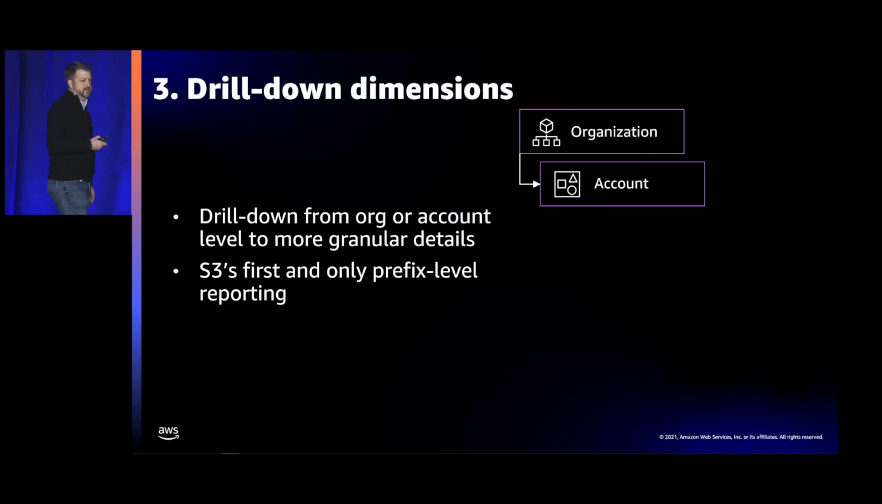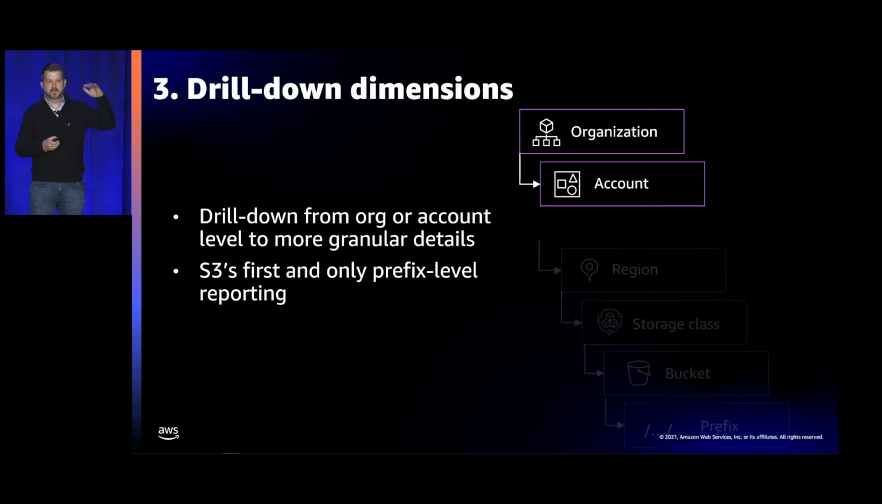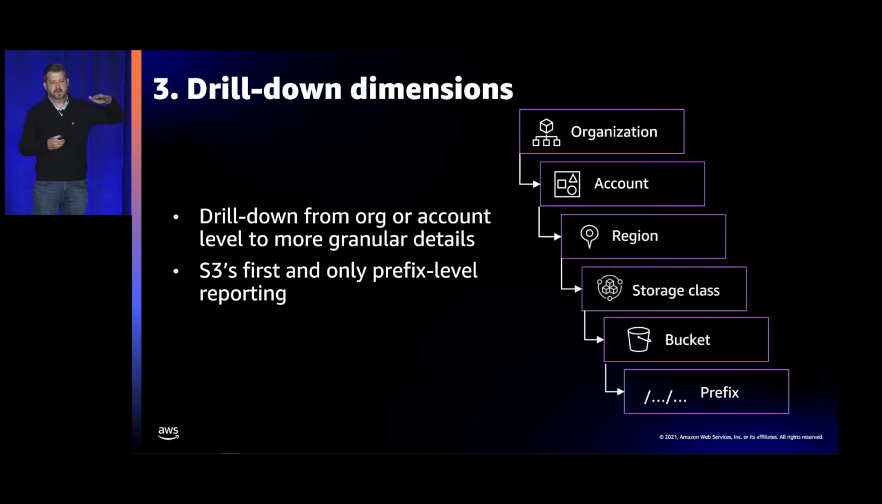The third thing about Lens is that it has the drill down dimensions. The metrics are all pre-aggregated at these various levels, so you can start at an organization and account and go down as you drill down deeper to answer more questions by region, by storage class, by bucket, even prefix. Prefixes are the folder structure inside your buckets. These enable you to get the granular insight, and this is the first S3 feature that's ever presented prefix level insights.